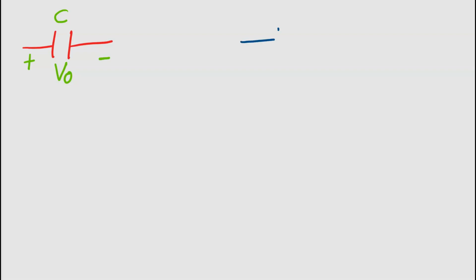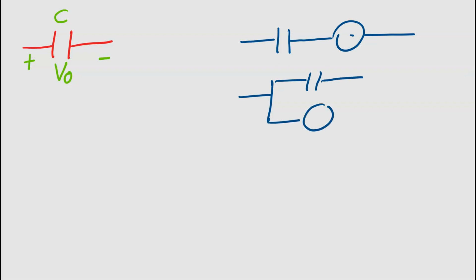Again, I can model this in either series circuit or parallel circuit. In both of them, the impedance of the capacitor is equal to 1 over CS. If I'm using the series equivalent circuit, then the voltage should have the exact same polarity. So it's going to be plus, minus. And the value of the source is going to be V naught over S.